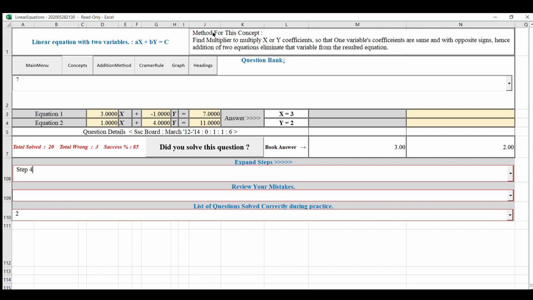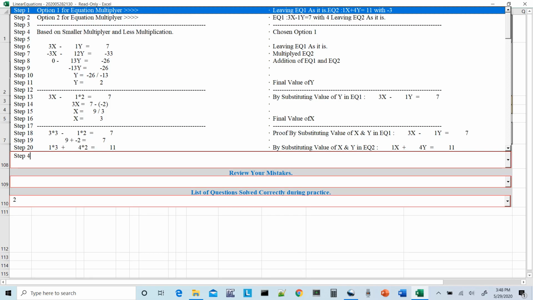Okay, what are your options here? As I said, there are two equations, right? The first equation is 3x minus 1y is equal to 7, and the second equation is 1x plus 4y is equal to 11. So it says there are two possible options. You multiply the second equation, 1x plus 4y is equal to 11, with minus 3, or the first equation, 3x minus 1y is equal to 7. So you can do either option 1 or option 2.